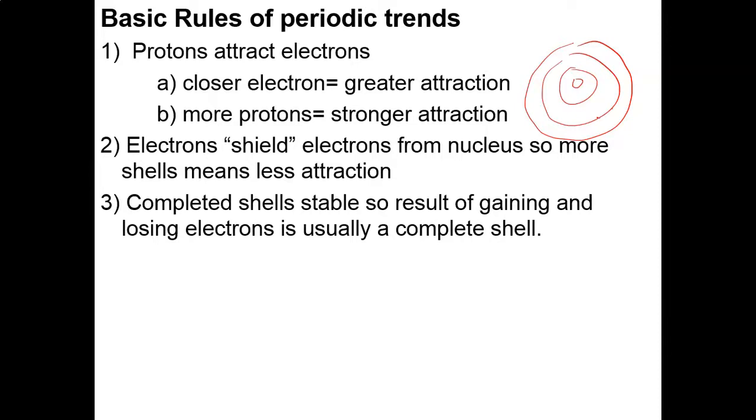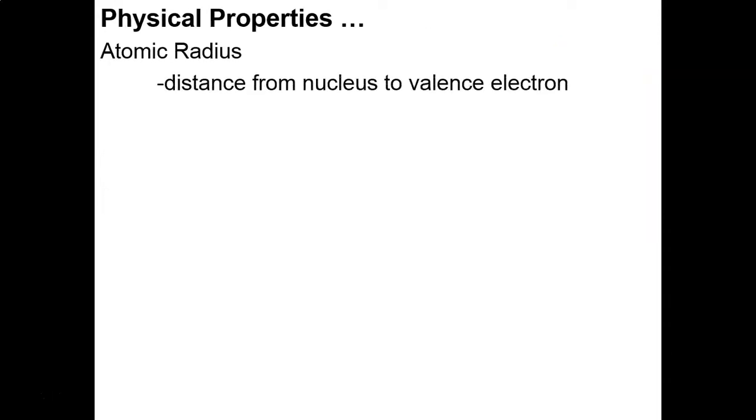I mean, realistically, it's like the atoms out there saying, oh, I need to get a complete shell. But if it's going to lose and gain electrons, it's going to make sure it gets a complete shell because it's more stable. So with those rules in mind, we're going to go over the trends. First, the radius. Distance from the nucleus to valence electrons. Remember, valence electrons are electrons furthest from the nucleus.